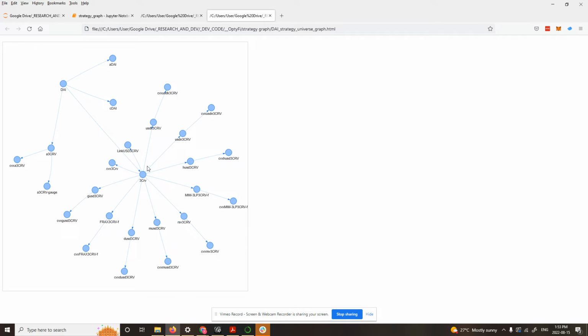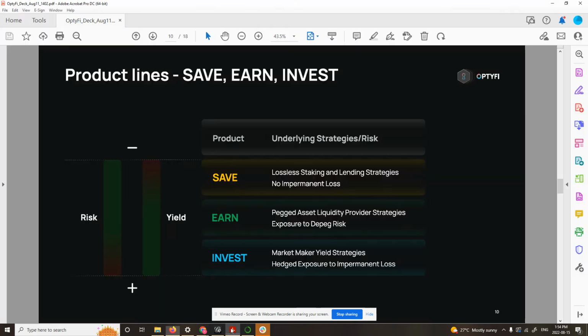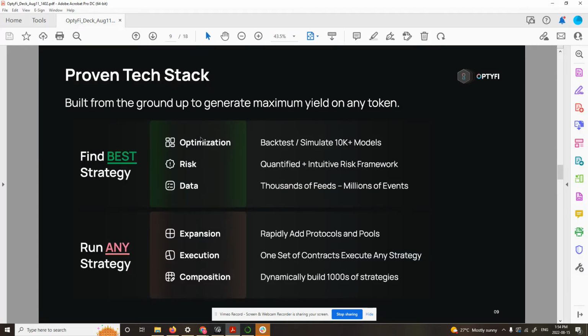If we use that approach, then that opens up a universe of strategy. So what we like to say is the structure of DeFi defines the universe of strategies available to us. So that is the strategy composition layer. And now the next challenge was how do you execute any of these strategies?